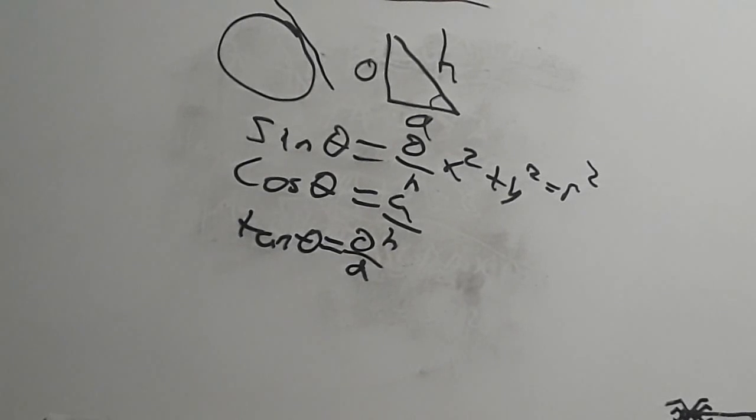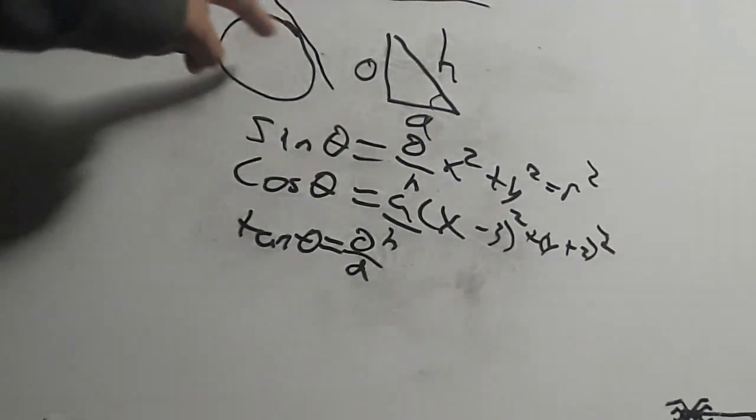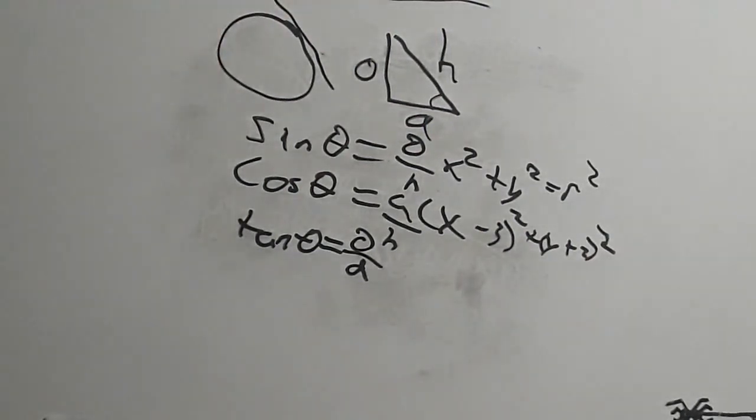Let's see. If you were to change this, x minus 3 plus y plus 2 squared. 3, negative 2. Which means that on a Cartesian coordinate plane, yeah, it should work out like that. Just plug in your zeros for each of them.